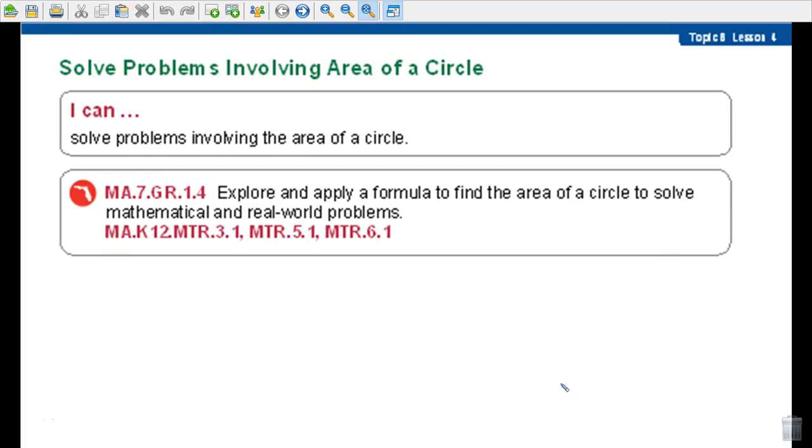Today we're rocking with topic 8, lesson 4, solve problems involving area of a circle. I can solve problems involving the area of a circle. The standard is MA.7.GR.1.4. Explore and apply a formula to find the area of a circle to solve mathematical and real world problems. Seems like we can do this. Let's get going.